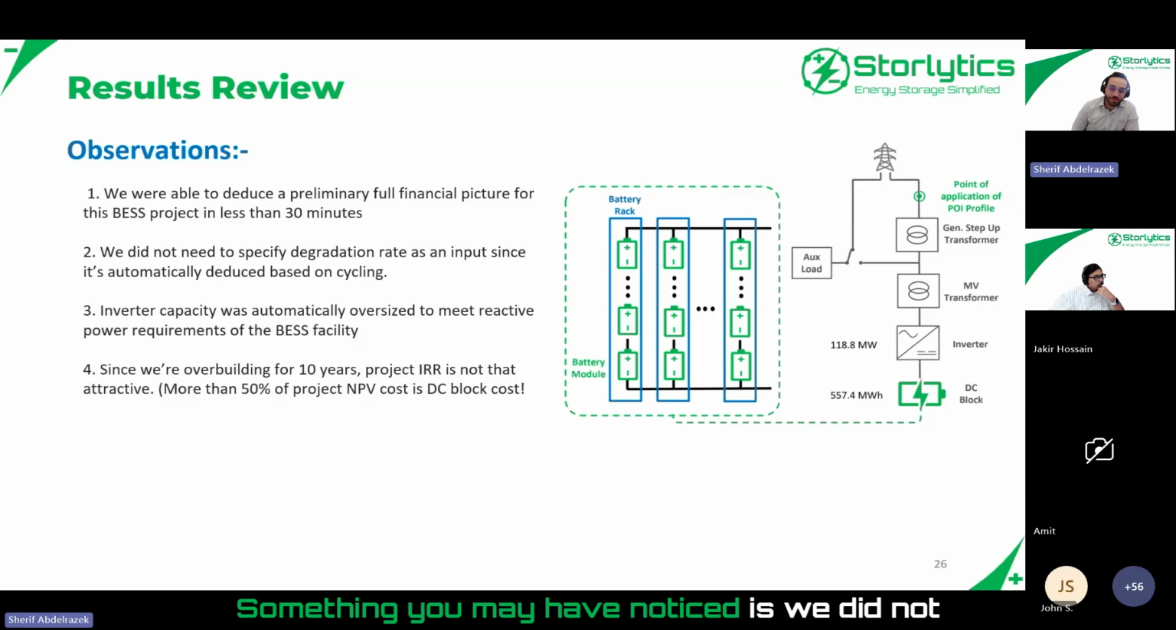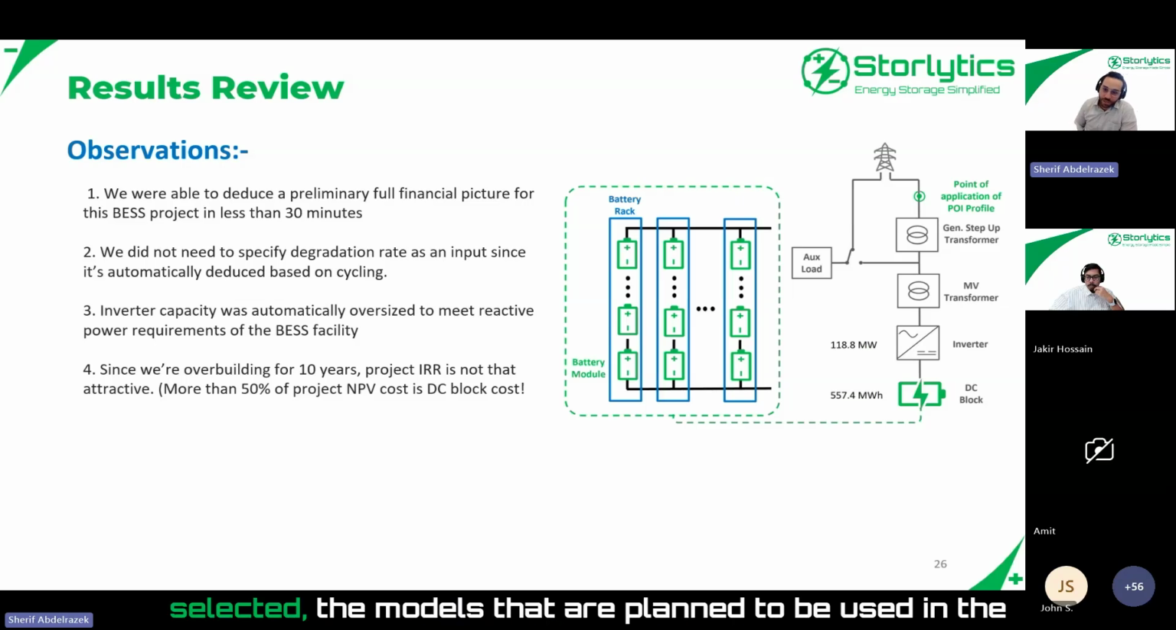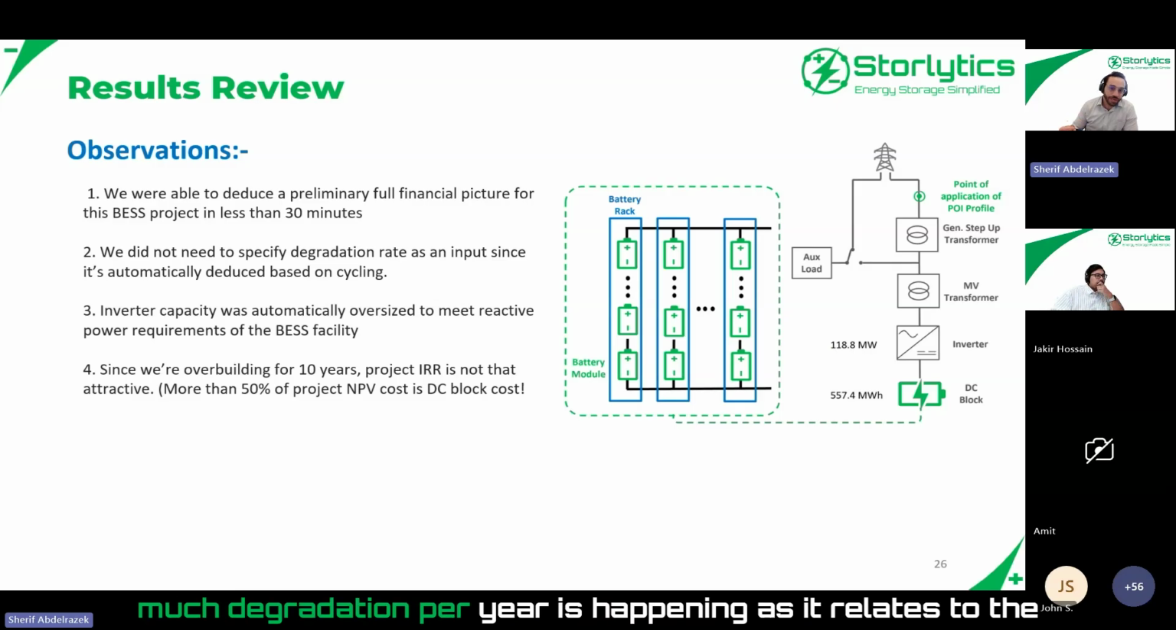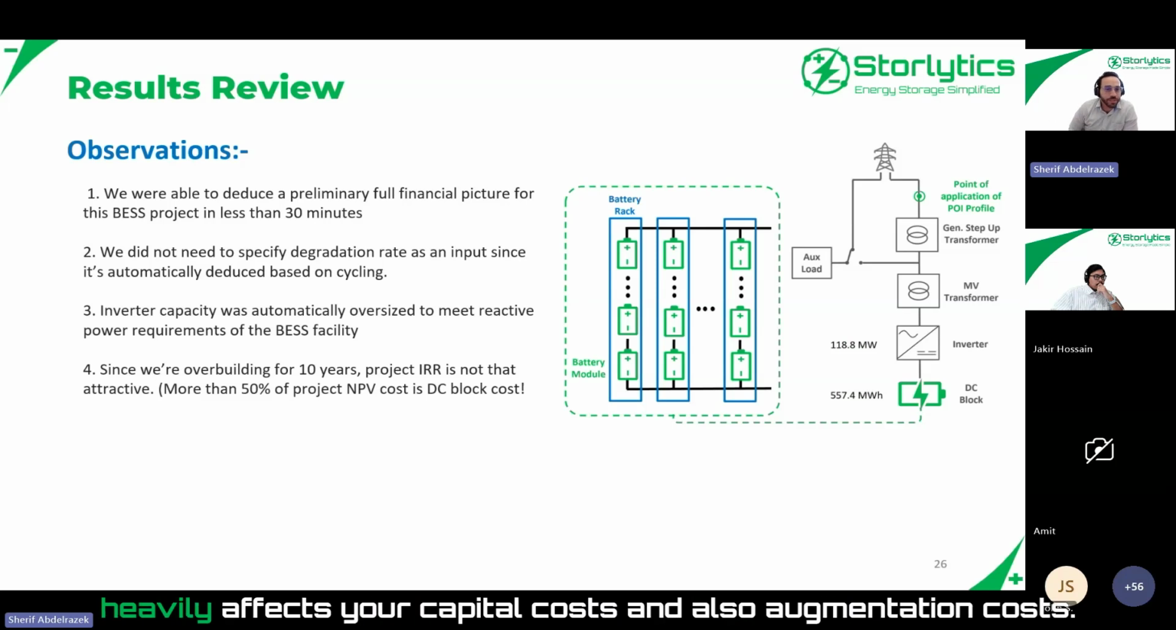Second one here. Something you may have noticed is we did not need to input any assumption on degradation rate. We just described how the system is being dispatched, selected the models that are planned to be used in the project, and degradation was automatically calculated because, like I said, it makes a huge difference how much degradation per year is happening as it relates to the beginning of life capacity of the system you'll need, which heavily affects your capital cost and also augmentation costs.